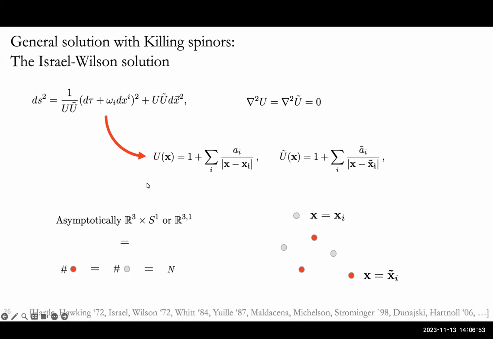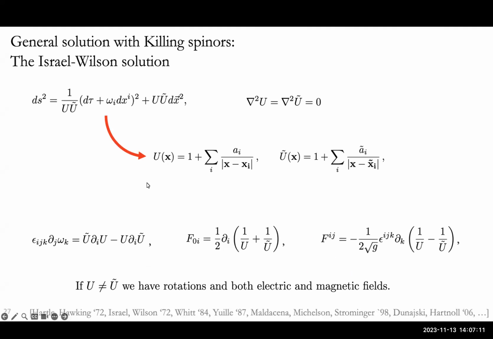In order for this space-time to be asymptotically flat, to look like R3 times S1 in Euclidean signature, or to look like Minkowski space, one needs the number of poles in U to be equal to the number of poles in U tilde. And from the equations of motion, one can solve for what the angular velocity of these solutions is, and one finds the following solutions. Similarly, one can solve for the electric and magnetic fields in these solutions.